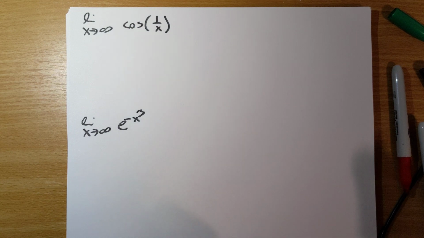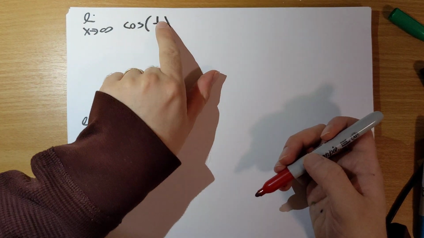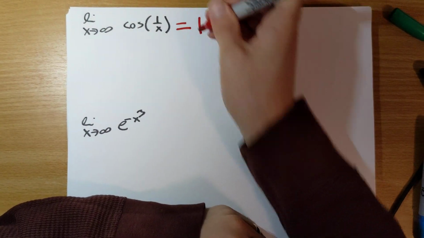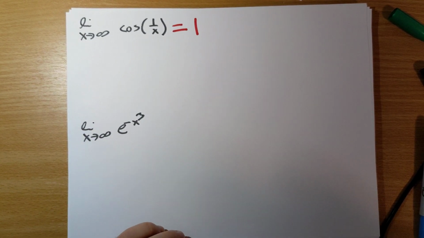Limit as x goes to infinity of cosine of 1 over x. As x goes to infinity, 1 over x goes to 0. Cosine of 0 is 1. So it might feel weird, but this actually gets closer and closer to 1.